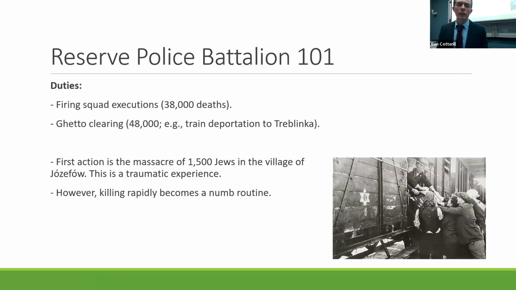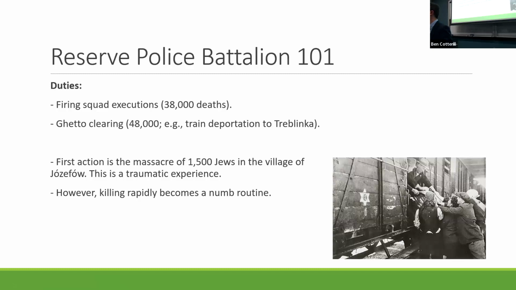Now, what we know is that this first event of massacre was quite psychologically traumatizing for the shooters. They had recurring nightmares for a good period of time following this. They got drunk that night in order to numb the distress that they were feeling. And even decades later, when being interviewed, they remembered this day in very vivid detail.